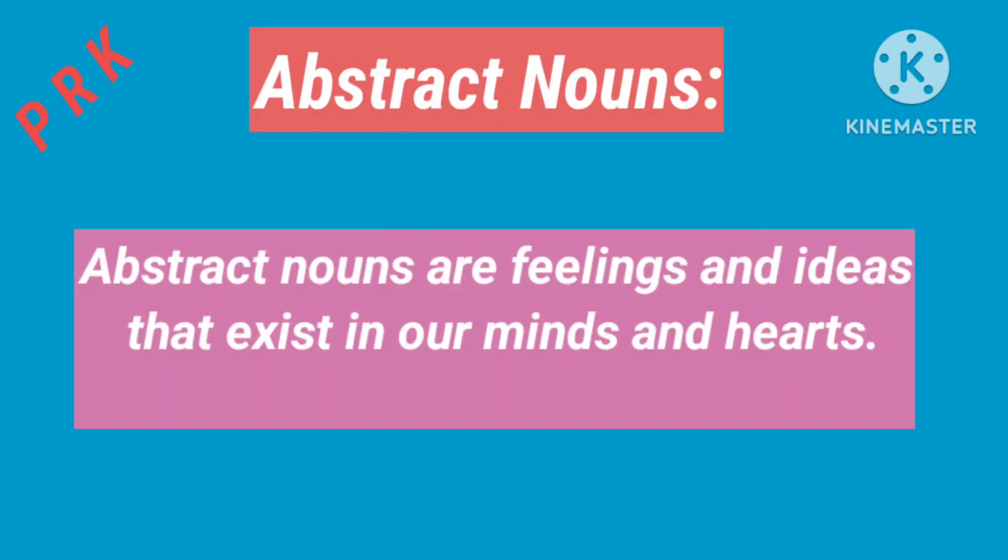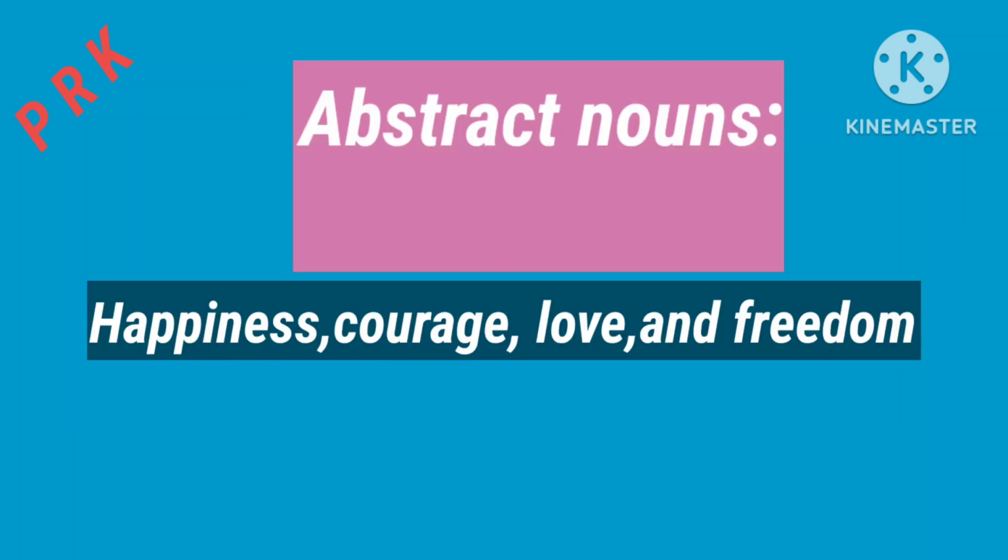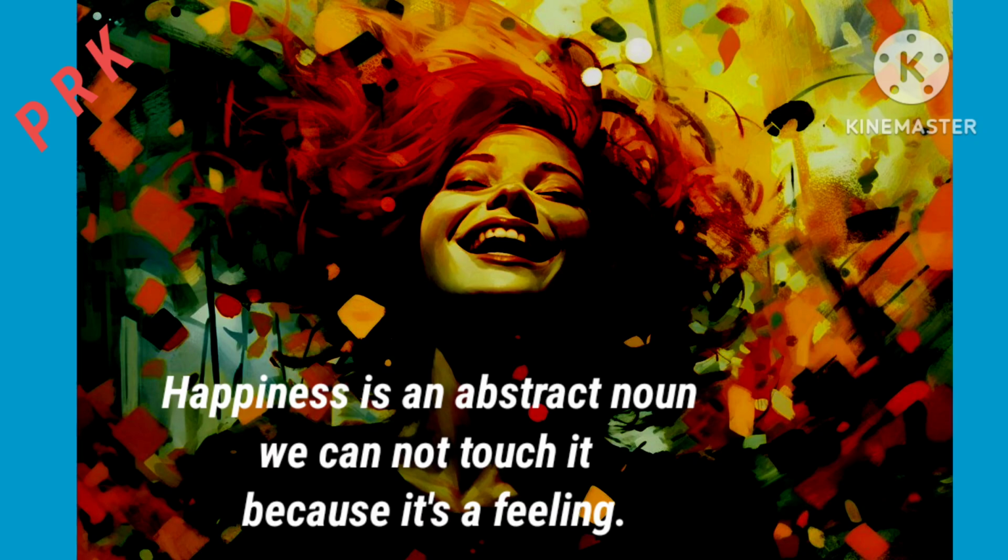Abstract nouns. Abstract nouns are feelings and ideas that exist in our minds and hearts. Abstract nouns like happiness, courage, love, and freedom. Happiness is an abstract noun. We cannot touch it because it's a feeling.